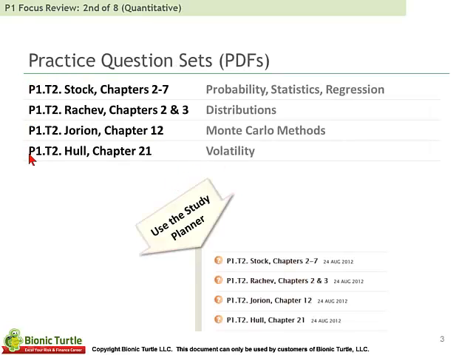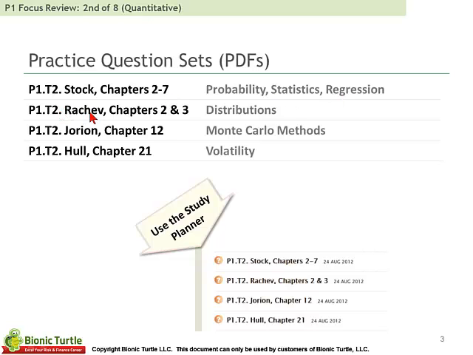Also, to remind, I've recently revised and streamlined the practice question sets, and my colleague Suzanne has uploaded them. And we've also streamlined them so they're a little more organized and fewer of them. So we've collapsed. For example, here this P121 stock has all of our practice questions for stock chapters 2 through 7, basically all of the econometrics in one PDF document.